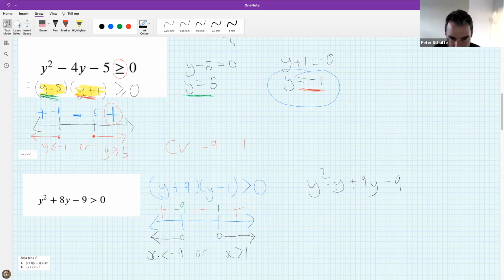Ayanda's asked, why are they separate? Ayanda, the reason they're separate is the answer is this region on this side and this region on this side. Because they're separate regions, we have separate descriptions of those regions. So there's the one description and there is the other, with the or between. All right. Don't worry too much.